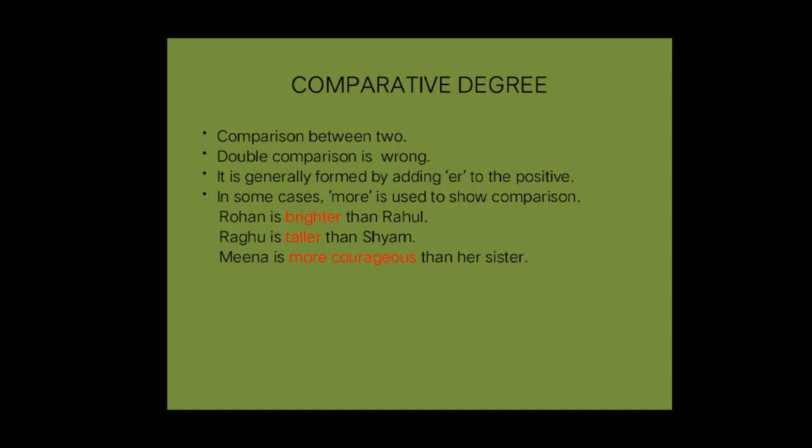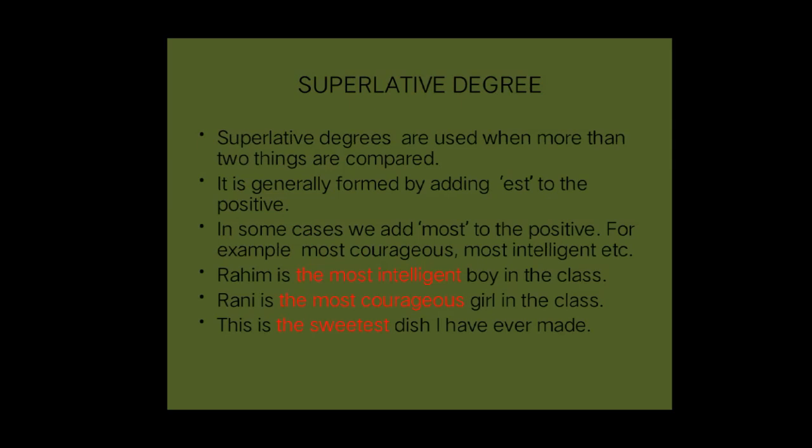So in comparative degree we use it when two persons are there. Otherwise when two things are there we use this. If more than two things are there, we cannot use the same degree. That is the difference. Superlative degree. Superlative degrees are used when more than two things are compared.